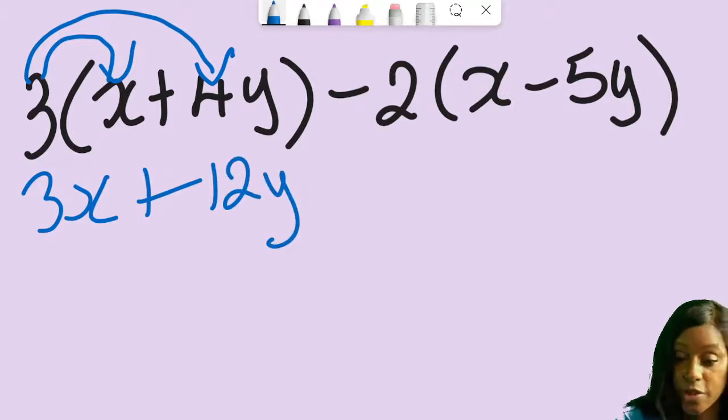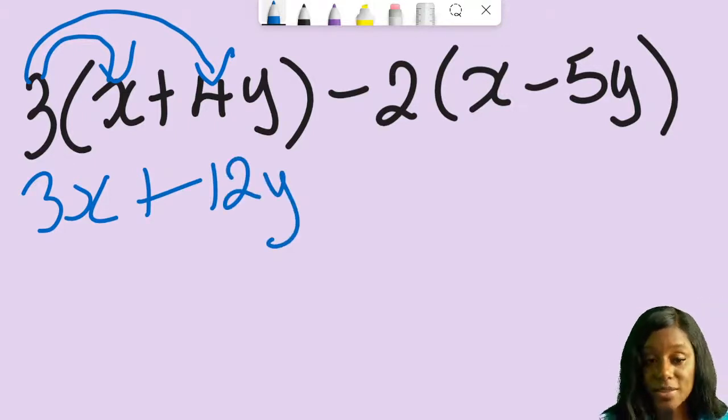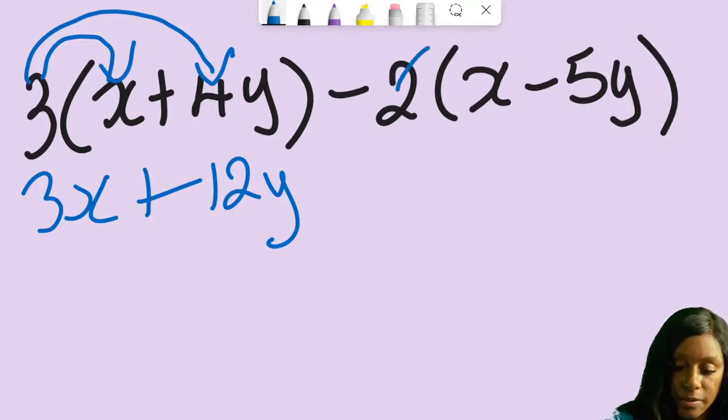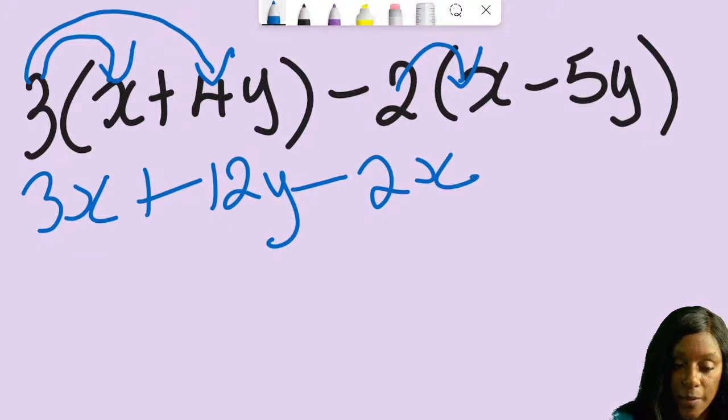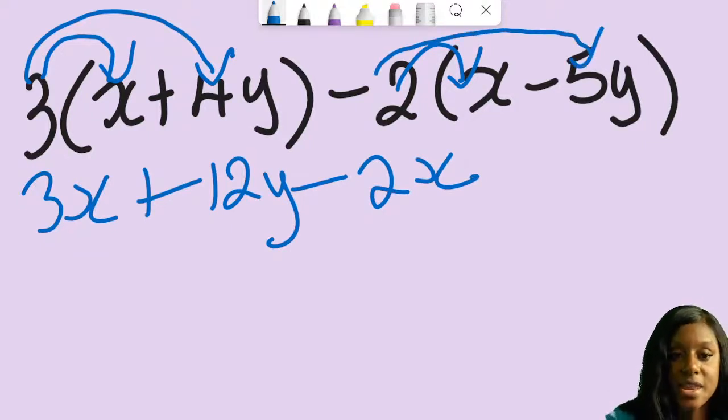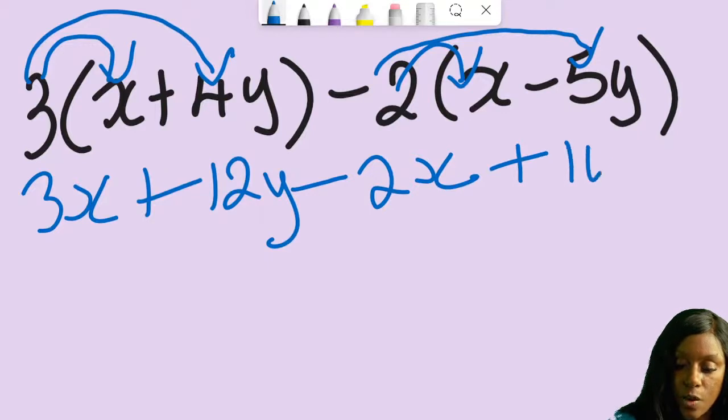Now here, we are not just saying 2 times x. We are saying negative 2 times x. So this gives us negative 2x. Okay? And again, we are saying negative 2 times negative 5. Negative 2 times negative 5, that gives us positive 10y.